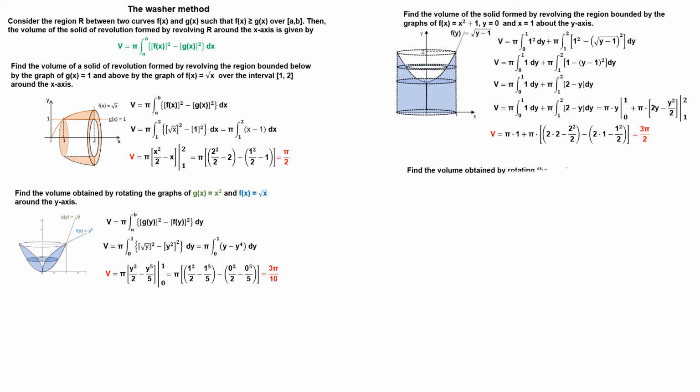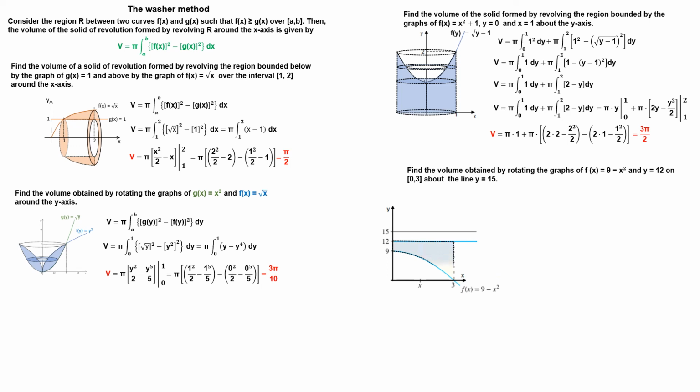Find the volume obtained by rotating the graphs of f of x and y equals 12 on the interval from 0 to 3 about the line y equals 15. First, we will graph our boundary region. When the graph of f of x rotates about the line y equals 15, it generates a washer. The inner radius is 3.